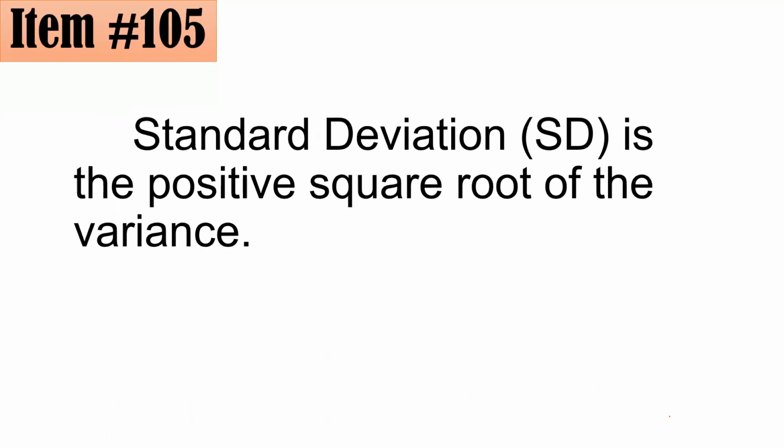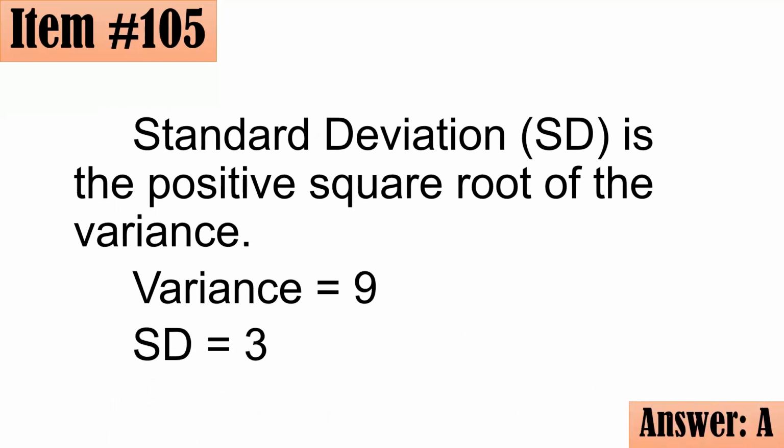Tandaan po natin that standard deviation or SD is the positive square root of the variance. Take note, standard deviation can never be negative. So if variance is 9, the positive square root of 9 is 3. Therefore, we could say that the standard deviation of this data set is actually 3. Letter A.